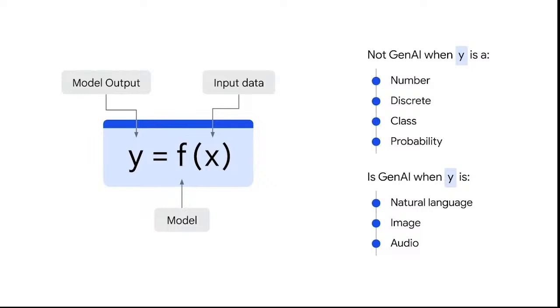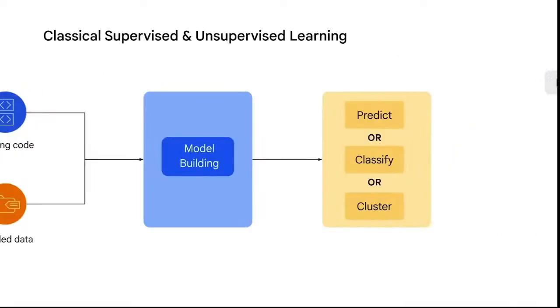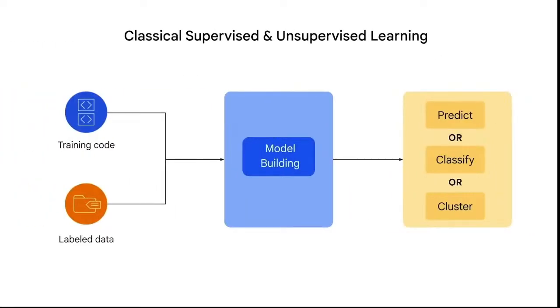If the y is a number, like predicted sales, it is not generative AI. If y is a sentence, like define sales, it is generative, as the question would elicit a text response. The response would be based on all the massive large data the model was already trained on. So, the traditional ML supervised learning process takes training code and labeled data to build a model. Depending on the use case or problem, the model can give you a prediction, classify something, or cluster something.